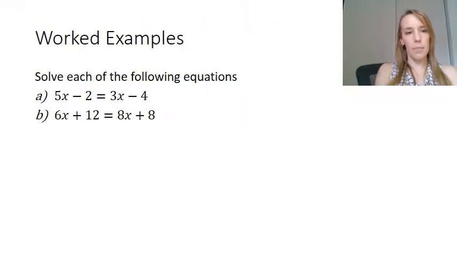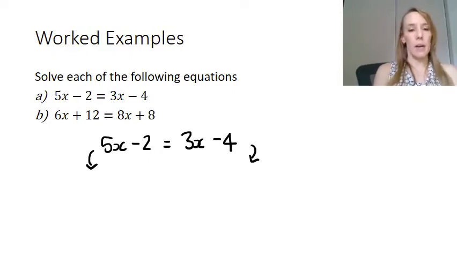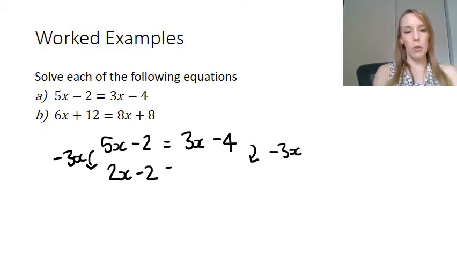Okay, so we've got two worked examples here which have variables on both sides. In the first, 5x take 2 on our left hand side is equal to our right hand side, which is 3x take 4. Again, we've got those variables on both sides. I am going to subtract the smaller number, but you could subtract the 5x if you would like. I would prefer to work with positives, so I'm going to subtract 3x from both sides. So 5x take 3x is going to leave me with 2x, so 2x take 2 is equal to 3x take 3x, which is 0, so it's just -4.